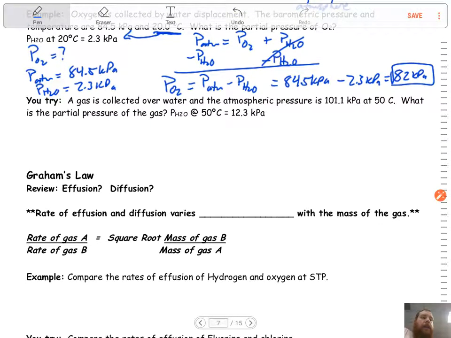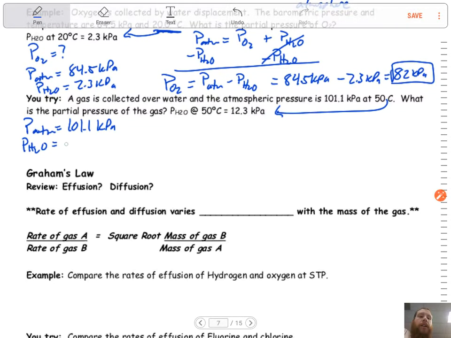All right, so same type of problem, gas collected over water, atmospheric pressure. So PATM equals 101.1 kPa at 50 degrees Celsius. Again, that is just going to help us figure out what the water vapor pressure would be at that temperature, which again is given to you here. That's going to be 12.3 kPa.